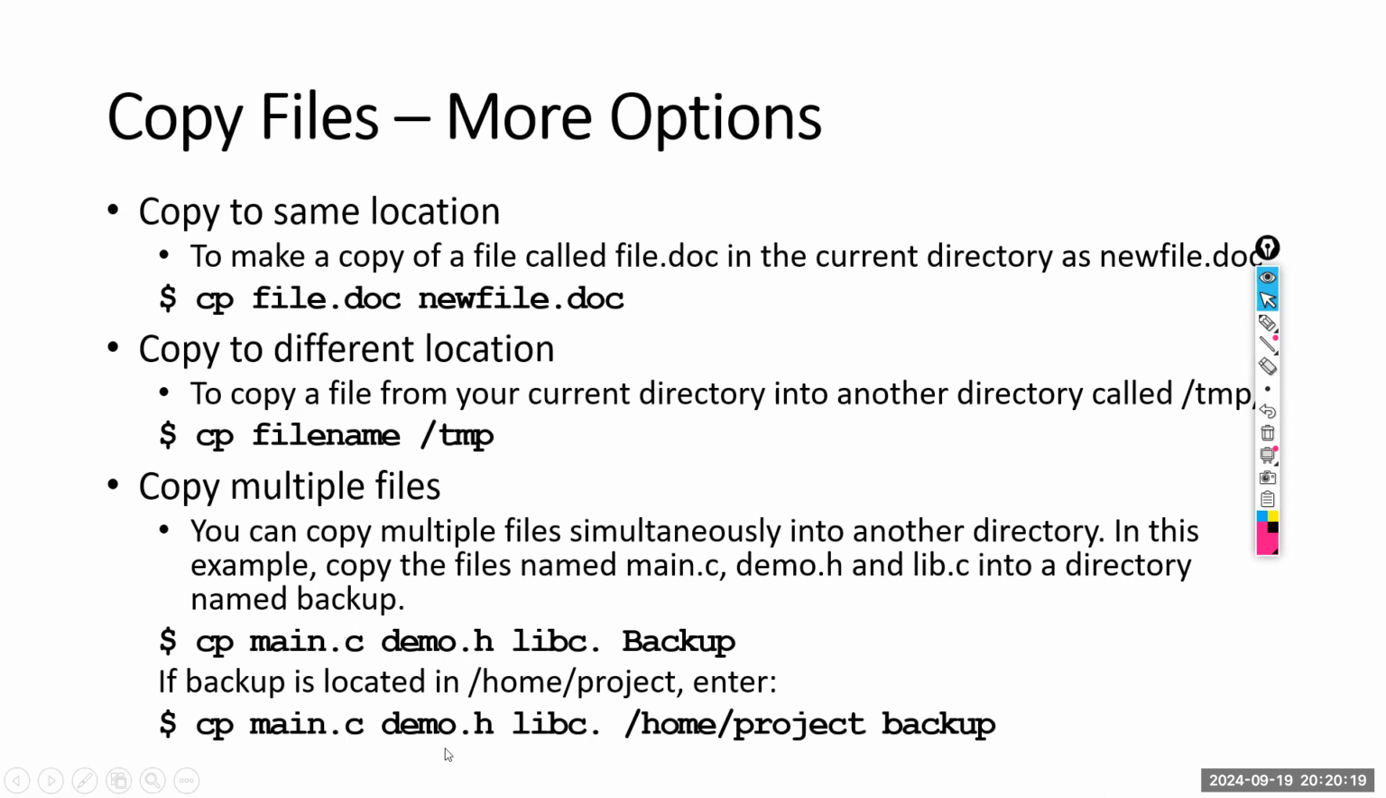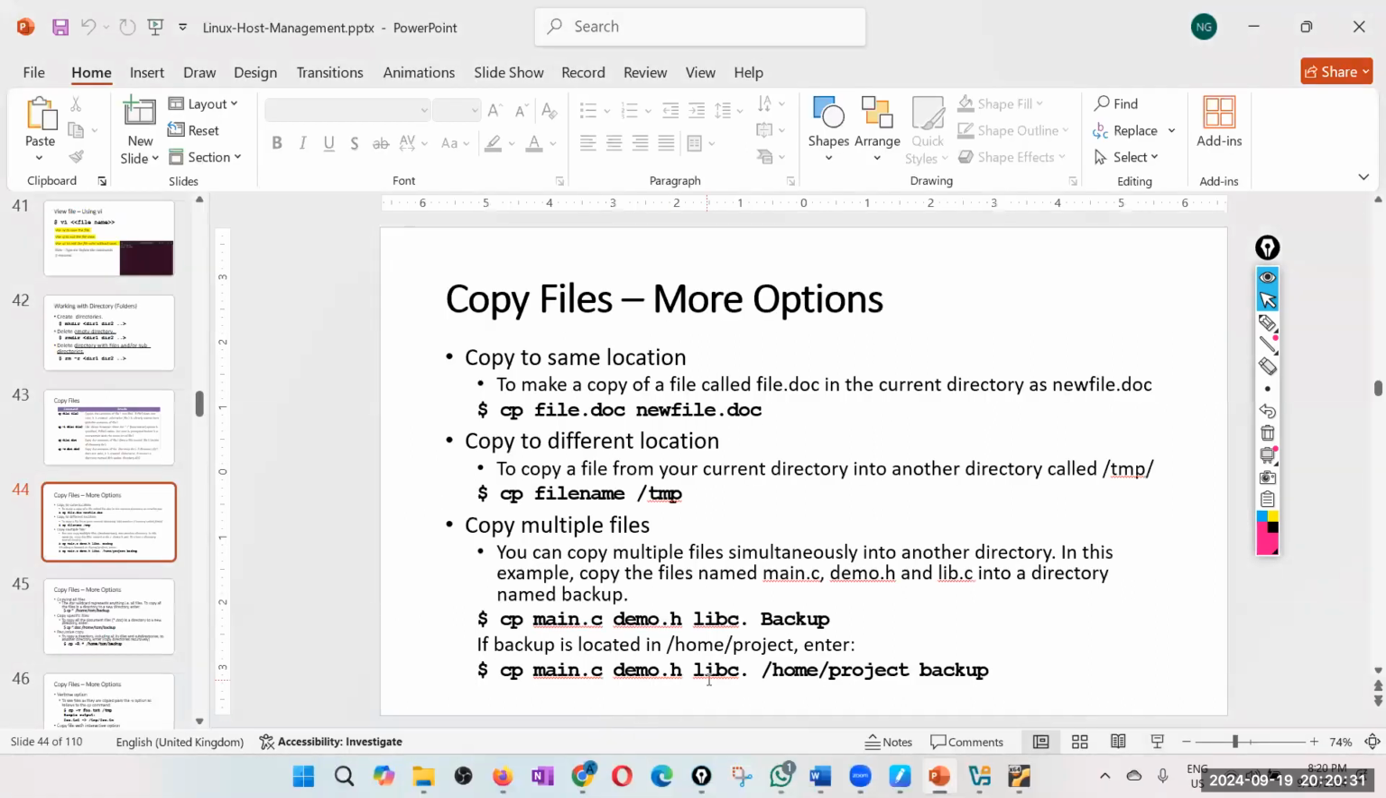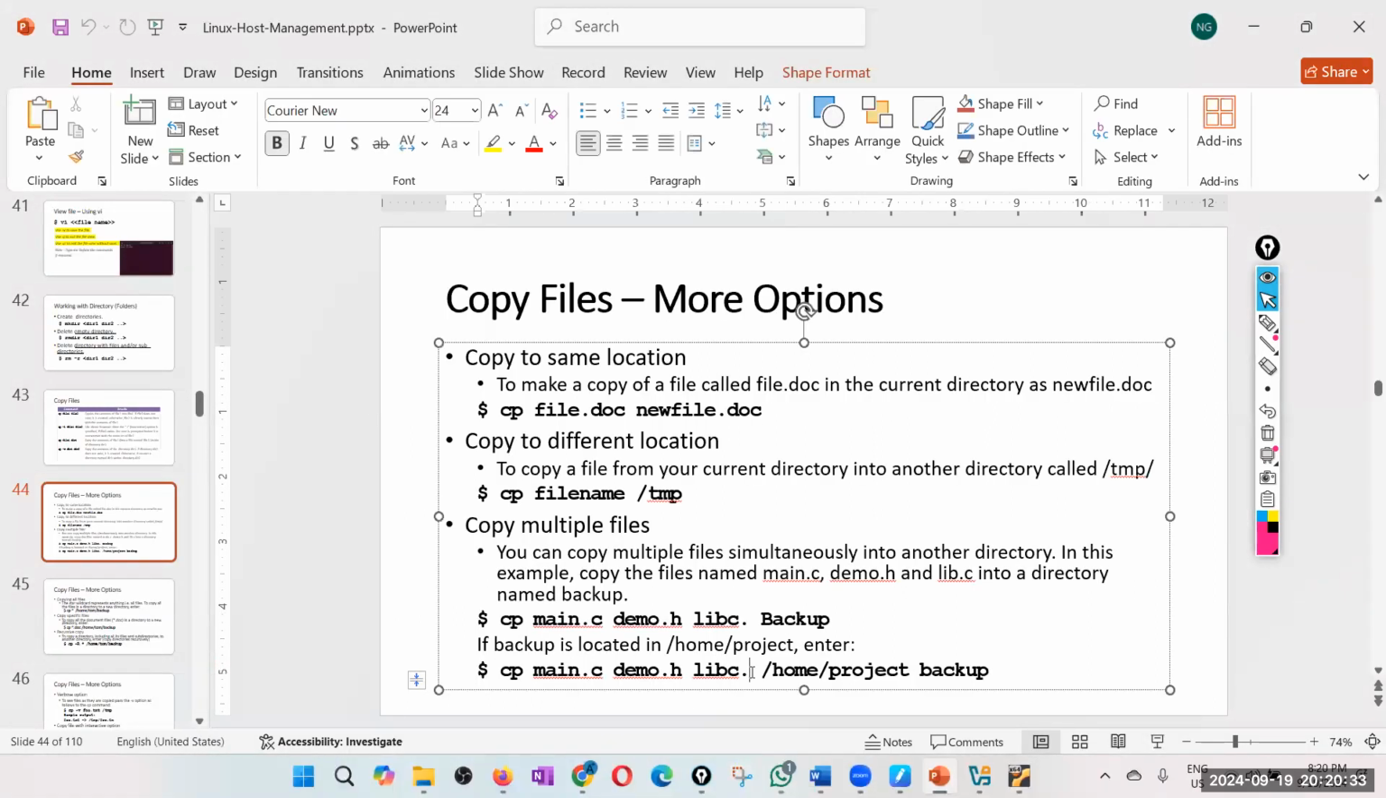And this file main.c and demo.h from the current folder. So I think there's a typing mistake. Maybe we need another extension. Yeah, maybe live.c. I think there's a typing mistake. And copy those into the home folder, project, backup folder. So there must be another typing mistake. Okay, and now it's okay. Sorry for that. Anyway, I will upload it again.